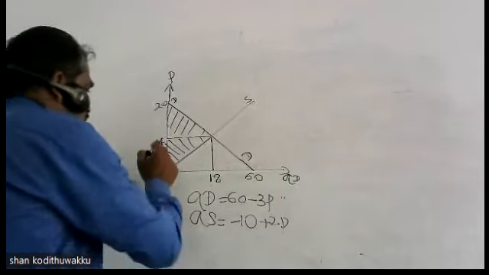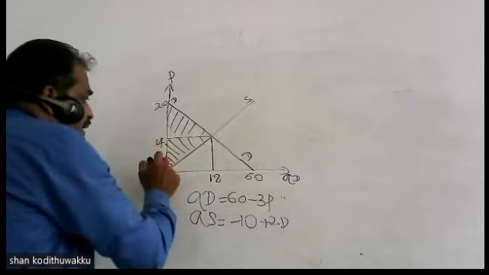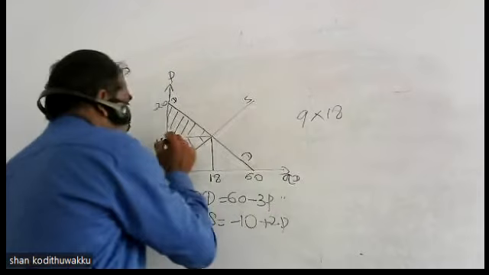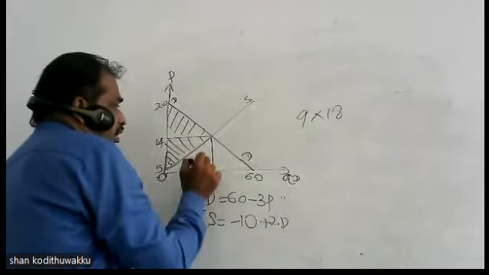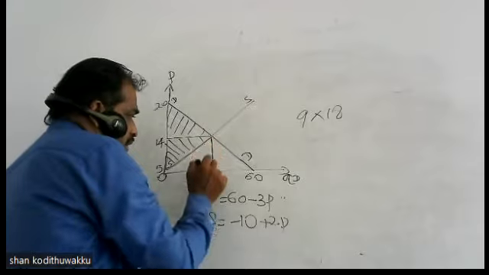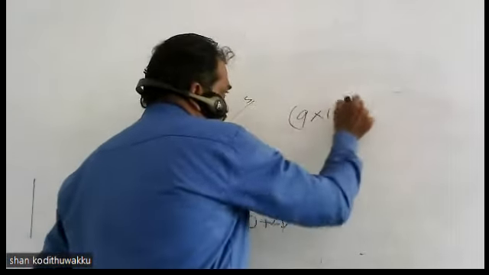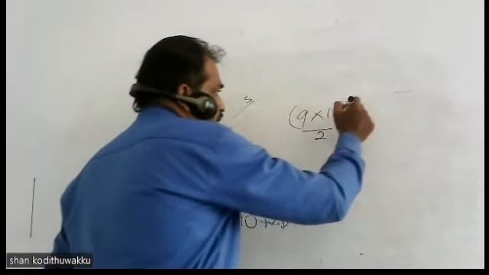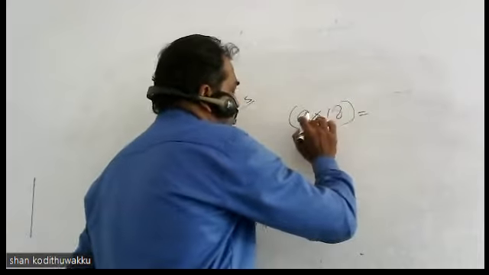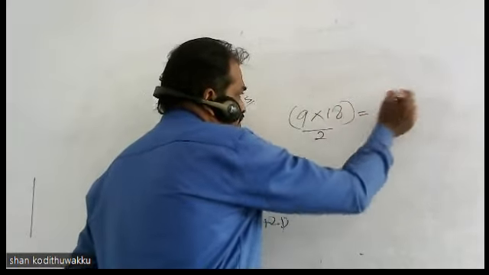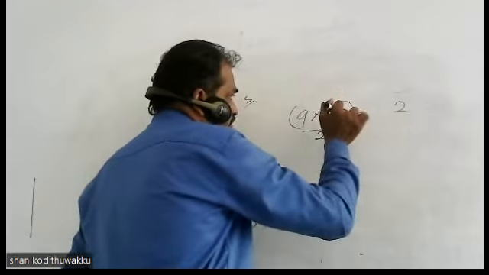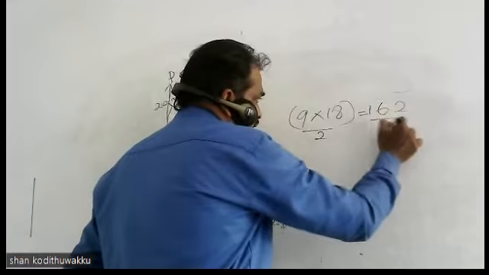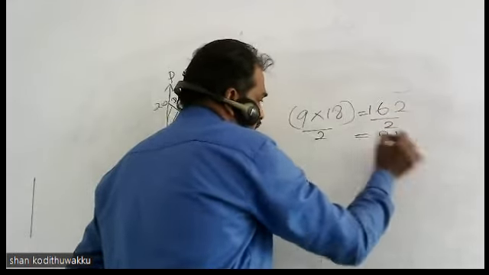Here, 14 minus 5, 9. 9 into quantity demand at 18. When you multiply 9 into 18, we take the full rectangle, but you can divide by 2. 9 into 18, 9 into 8, 72, balance 7, and then 162 divided by 2 equal 81.